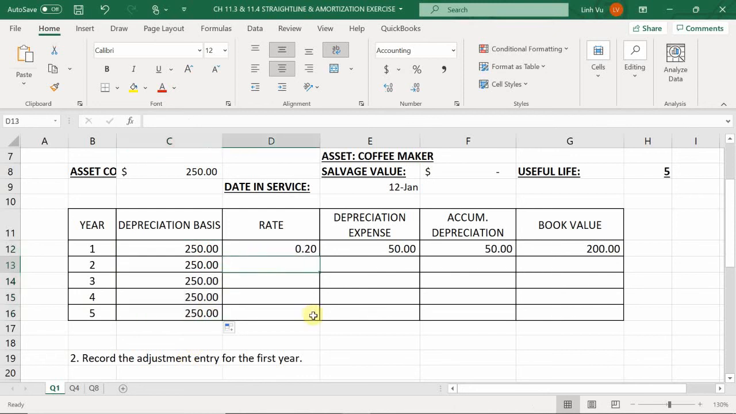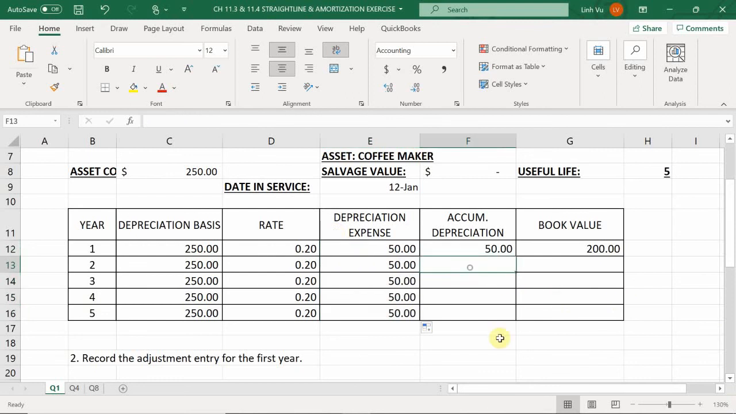What about the rate? That stays the same as well. Okay. What about my depreciation expense? That one will stay the same because the first two columns are the same. Correct. Your depreciation basis and the rate are the same, so your result for calculating your depreciation expense is also going to stay the same. So in this case, you're depreciating $50 every year.